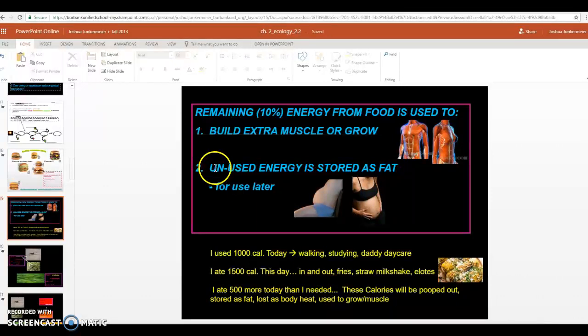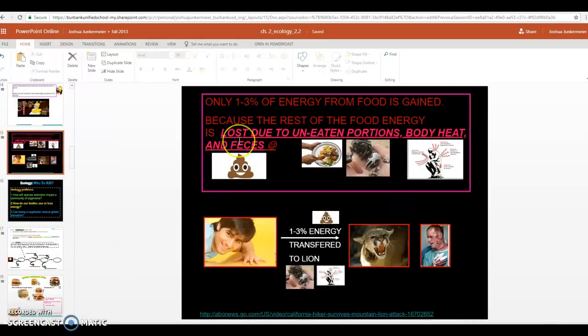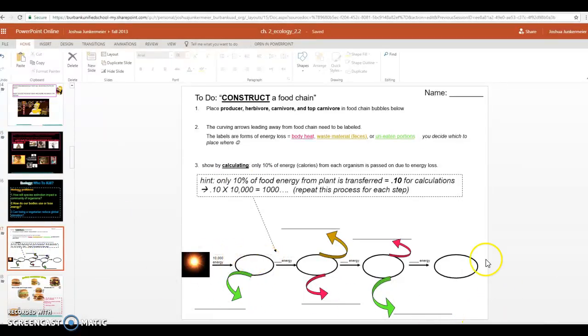If I do that, that means I have 500 calories of unused energy. And that 500 calories will either be lost as feces, stored as fat on my body, lost as body heat, or used to develop the muscle, okay? Later, though. Remember, if we go back to slide 15, it says we can lose a lot of our energy due to uneaten portions, body heat, or feces. And then, of course, in our food chain, if we haven't practiced it yet, we will soon. We'll do this worksheet, and we practice thinking about ways our body loses energy.